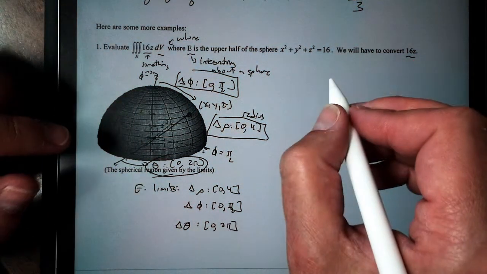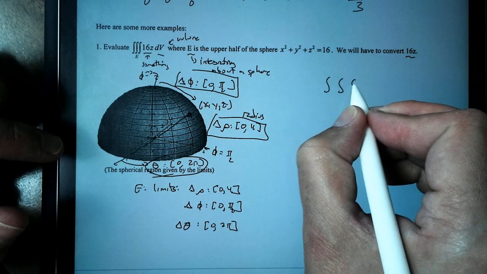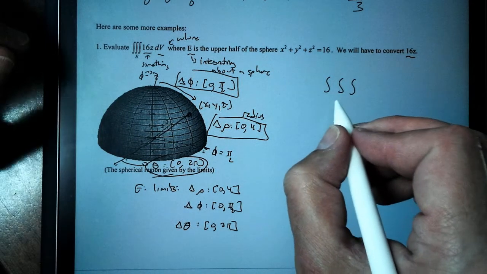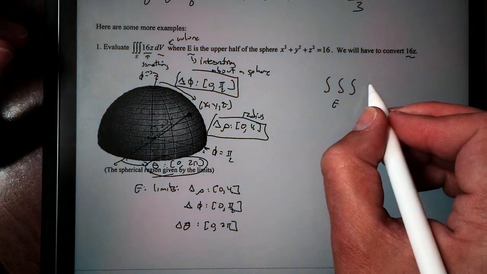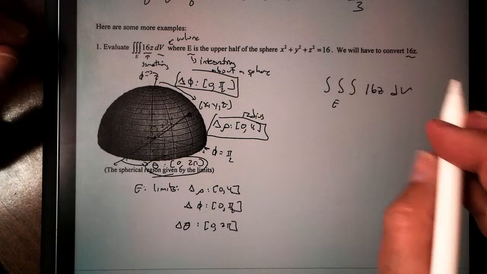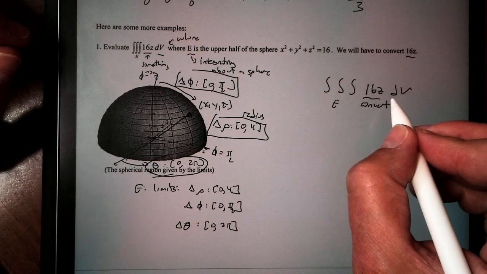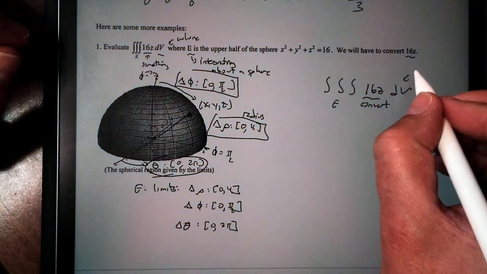So let's go ahead and set up our integral. Now I'm going to do something a little bit different. Remember, it's the integral over E of 16z dV. So we're going to convert all of these. We have to convert this. And here's, of course, our volume element.